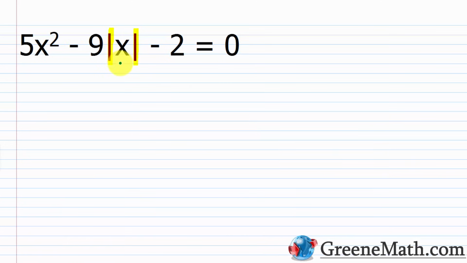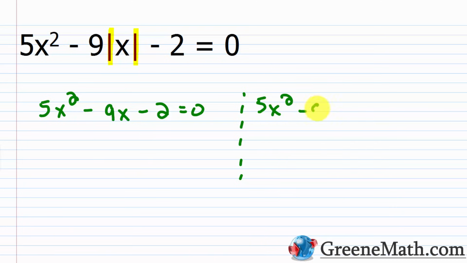So there's two cases here. One case would be that this value here is going to be positive. So in that case, we just remove the absolute value bars. So you would have 5x squared minus 9x minus 2 equals 0. And then the other case, kind of the case over here, would be, let's say this expression was negative. So then I'd remove the absolute value bars and I would make x negative x, right? So we would have 5x squared minus 9. It's being multiplied by this, and I'm multiplying it by the negative of x. And then minus 2, and this equals 0.